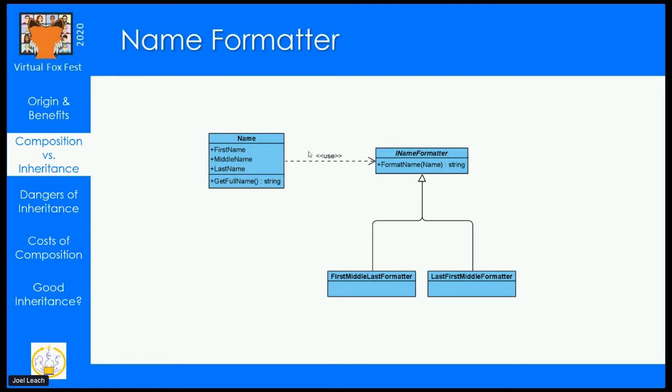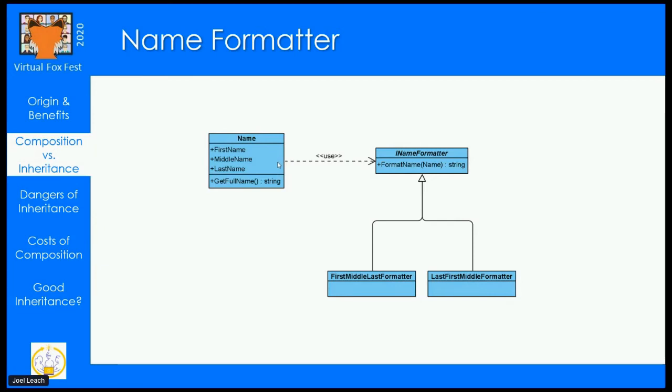Also notice that the dependency, the uses-a relationship, is drawn from name to the IName Formatter. It's not drawn to these classes that implement the interface. In other words, we're coding to interface, not implementation. And we could add any number of classes down here, and as long as they implement that IName Formatter interface, in other words, as long as they have this format name method on them, then they can be used by the name class. And the name class doesn't really care what goes on inside of the code.